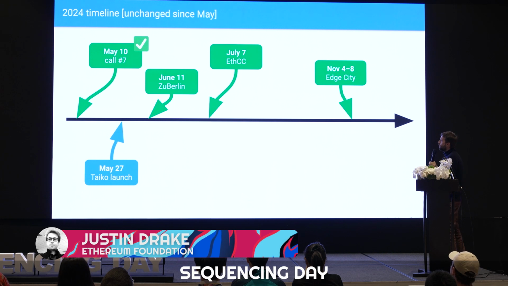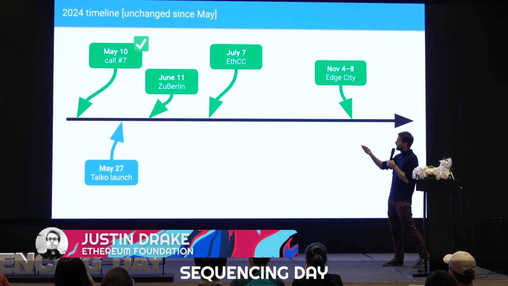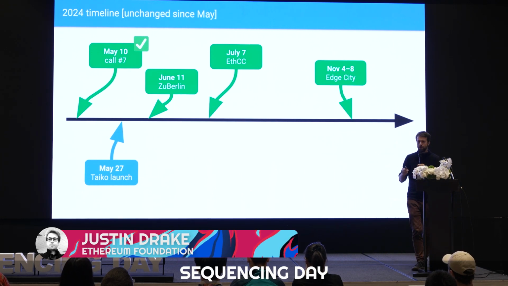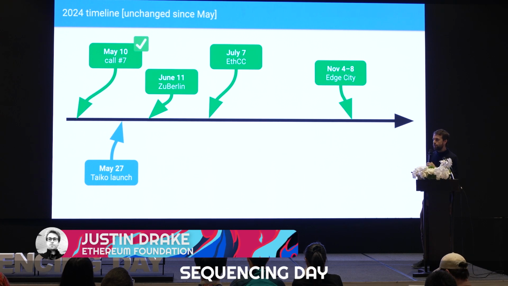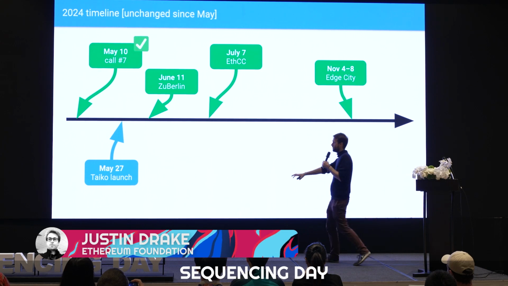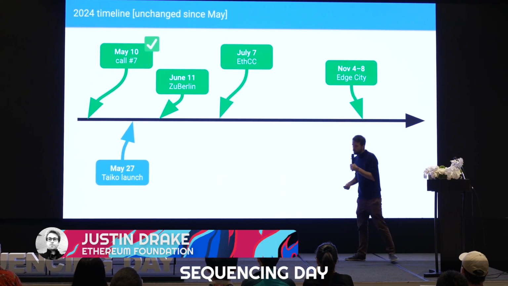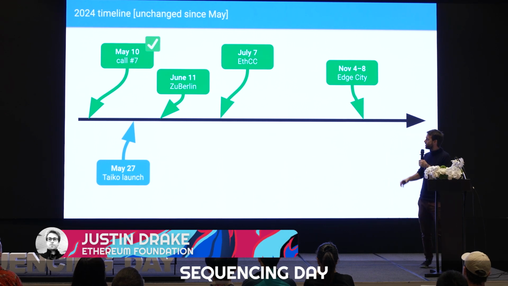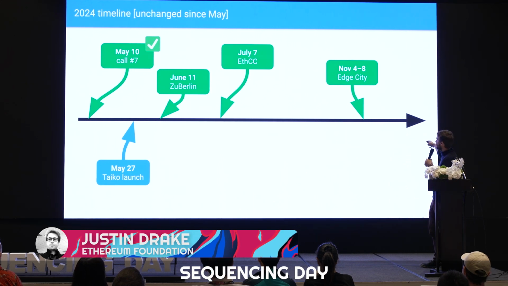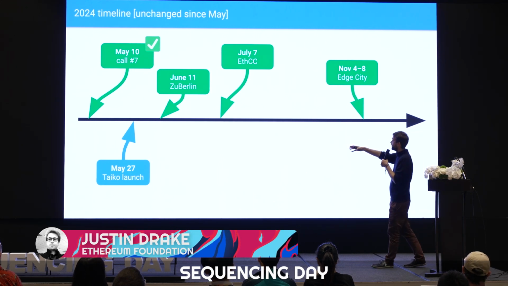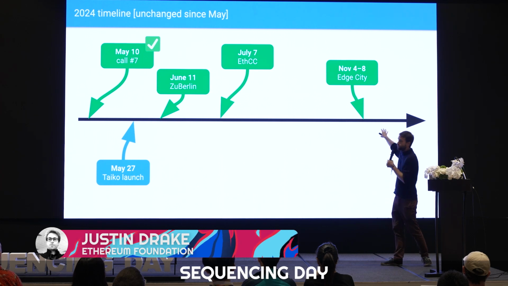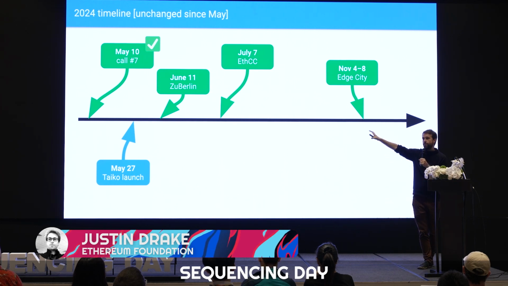And call number 7 on May 10th was a bit of a pivotal call in the sense that we had made a lot of progress on the research, and we had visibility that Tycho was about to launch very, very soon. And so what I did is that I looked at the big Schelling points that were going to happen in the rest of the year. So there was going to be Zuzalu Berlin, EthCC, and Devcon, with Edge City just happening just before Devcon.